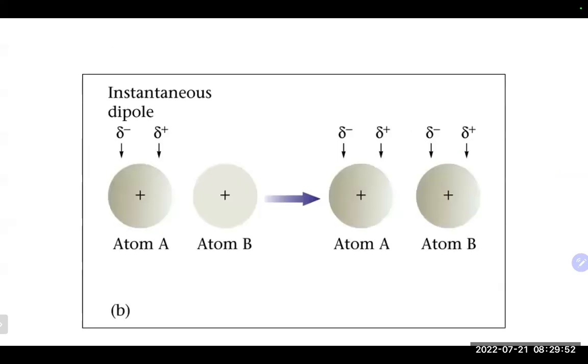So here's that instantaneous dipole again. This nonpolar molecule gets a temporary charge, causing a temporary charge over here. Again, positive on the left, negative on the right, allowing that interaction to occur between those two molecules.